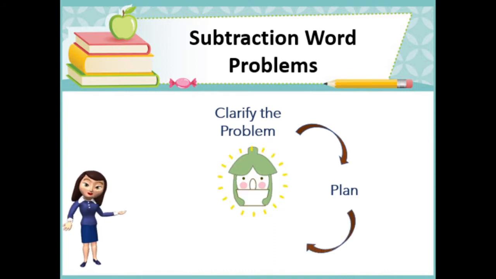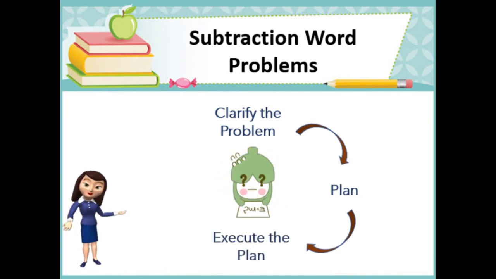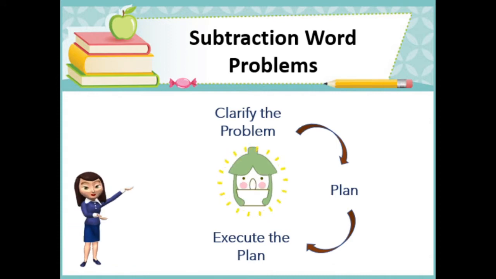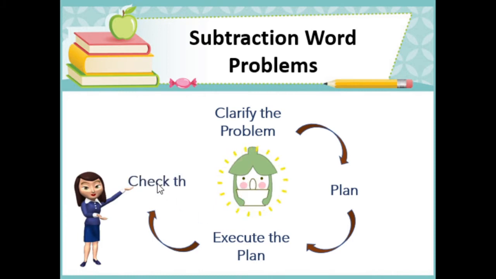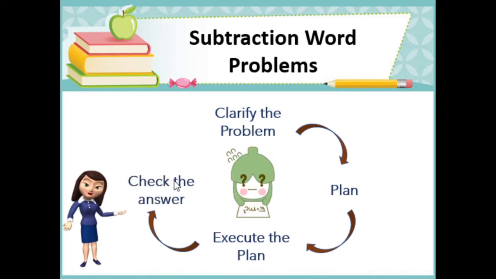Third, after making the plan, we can already execute the plan, or in simple terms, solve the problem. When we finish executing the plan or solving the problem, we can find out the answer. And so, if there is an answer, we can now already check. So, the fourth and final step is to check the answer.